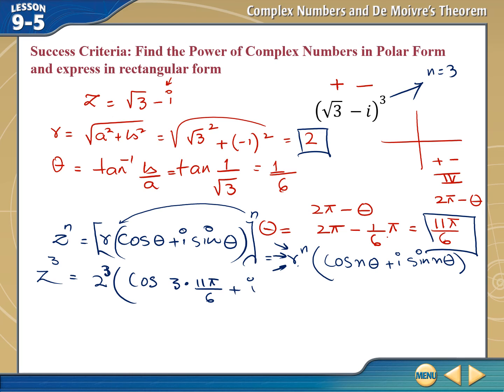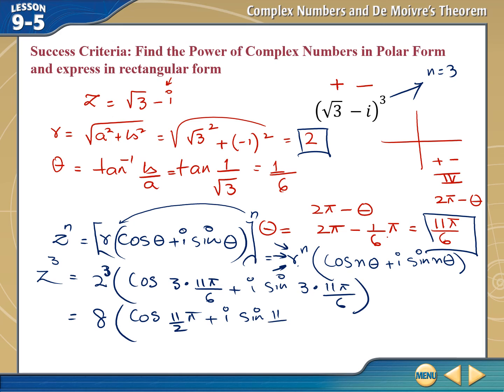Then plus iota sine n theta, it means 3 times 11 pi over 6. Now 2 to the power 3 means 2 times 2 is 4, 4 times 2 is 8, and here we will get 8 times cosine 11 by 2 pi plus iota sine 11 by 2 pi. Now after that, just use the distributive property to open the brackets. So you will get 8 cosine 11 over 2 pi plus iota 8 times sine 11 by 2 pi.